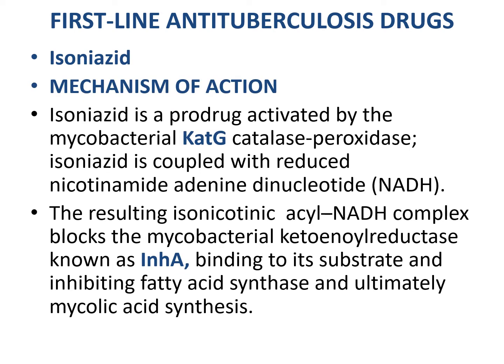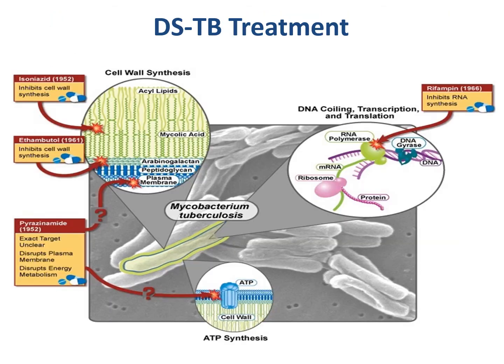Isoniazid is a prodrug activated by the mycobacterial KatG catalase-peroxidase. Isoniazid is coupled with reduced nicotinamide adenine dinucleotide, NADH. The resulting isonicotinic acyl and NADH complex blocks the mycobacterial enoyl reductase known as InhA, binding to its substrate and inhibiting fatty acid synthesis and ultimately mycolic acid synthesis.